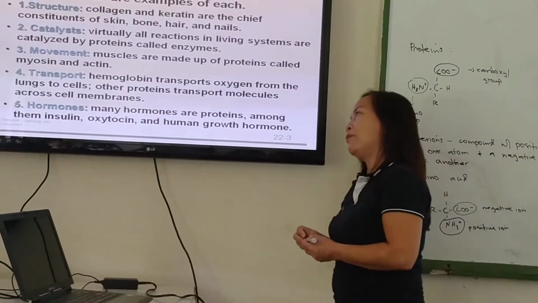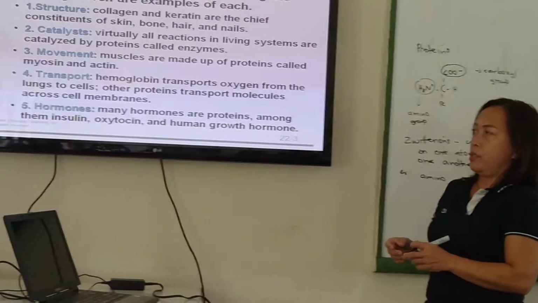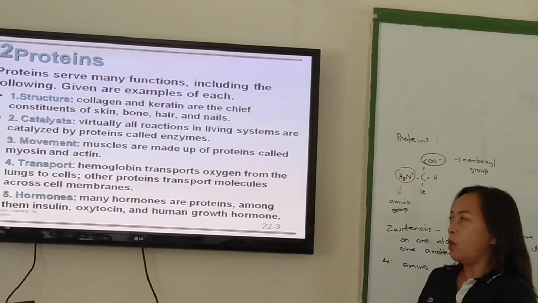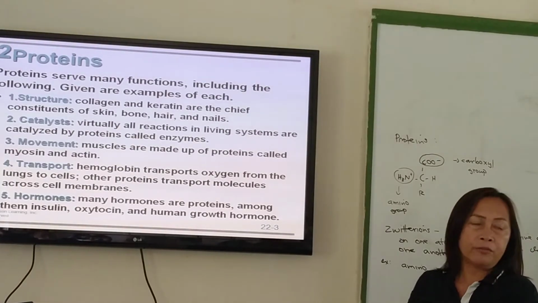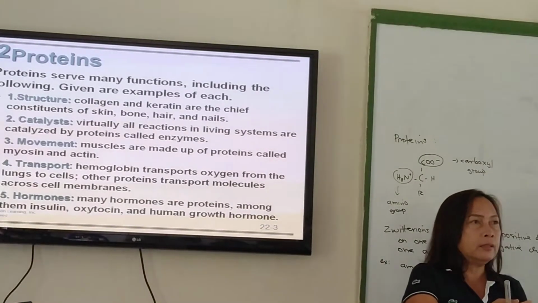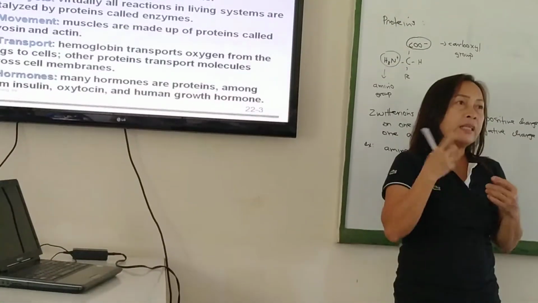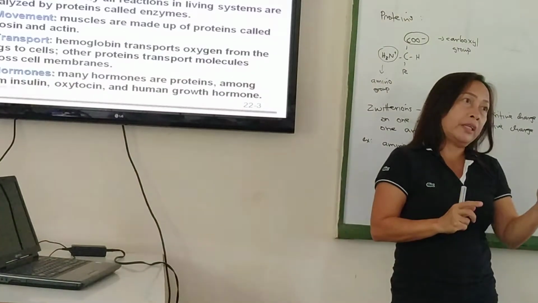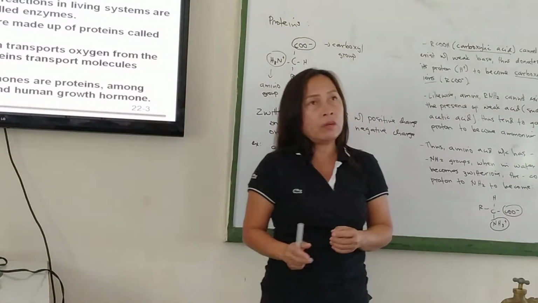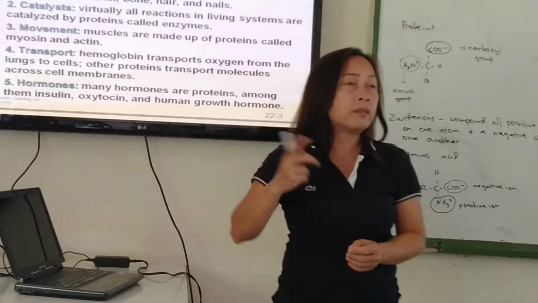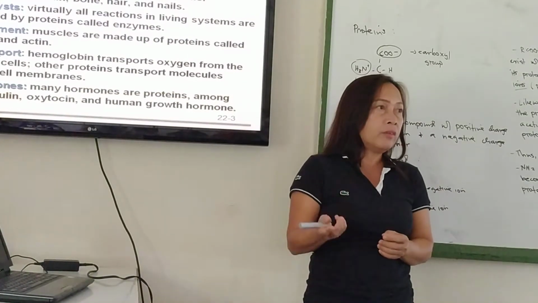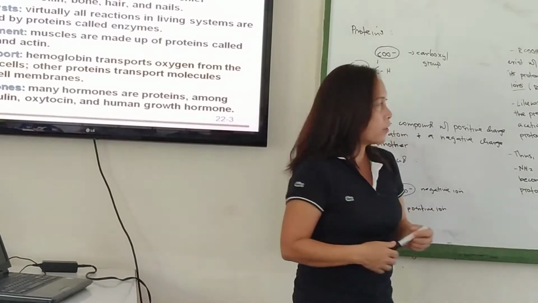Then of course, some other functions, the hormones. Now, many hormones are proteins. Among those are insulin. Are you familiar with insulin? Insulin is a protein that facilitates the transport of sugar in the blood to the different cells in our bodies. Of course, the role of insulin there is to activate the glucose transporter. That's the role of insulin.